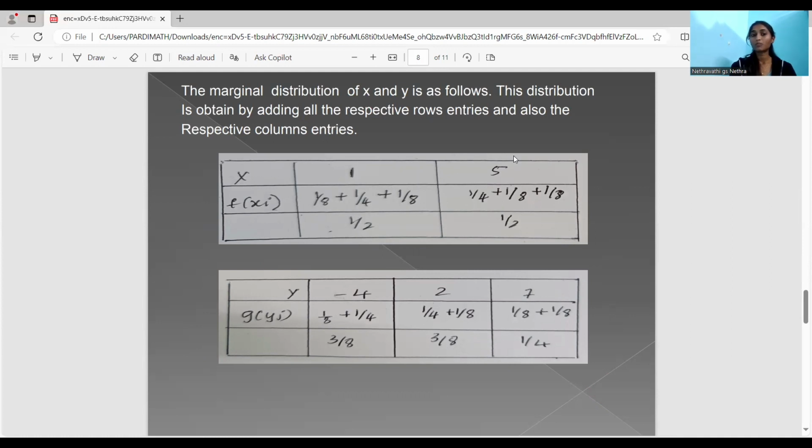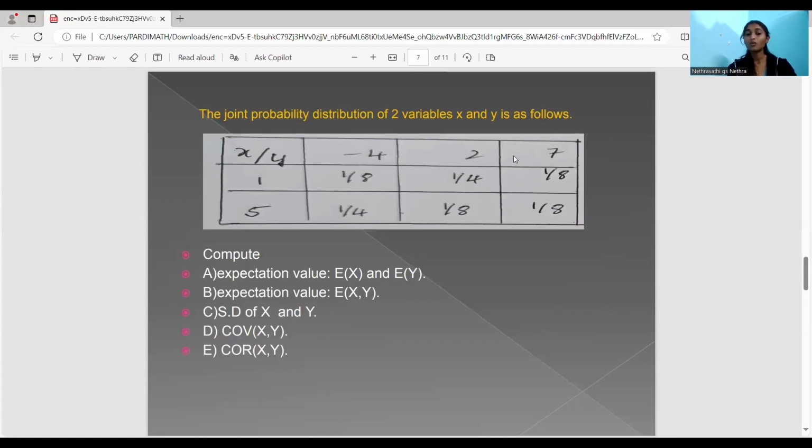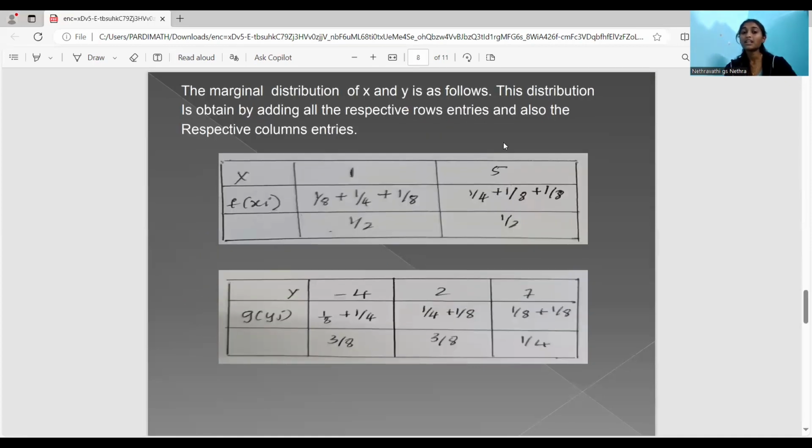How? The marginal distribution is obtained by adding the respective row entries and also the respective column entries. That is, we are adding 1/8 plus 1/4 plus 1/8, and 1/4 plus 1/8 plus 1/8, and so on. By adding all these respective row entries and column entries, we get the values for the marginals.